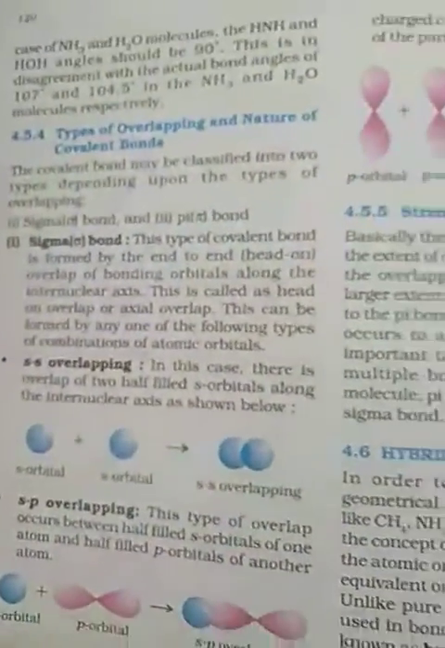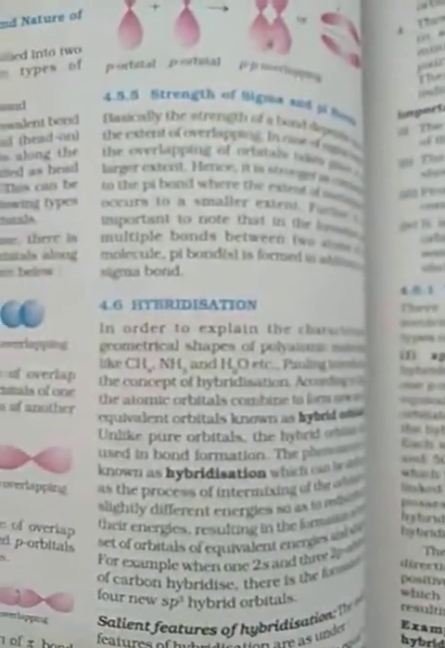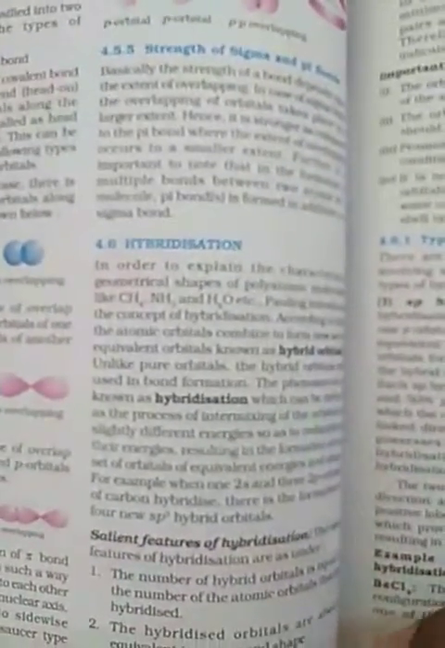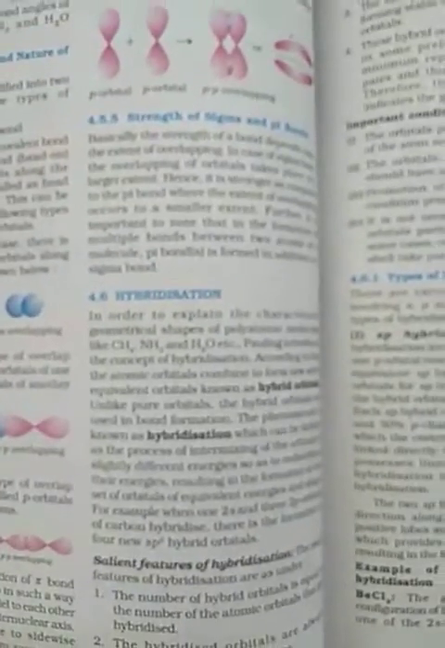Okay, so in these types of overlapping, I taught you the sigma and pi bond. Our next lecture will be on hybridization. That is a very different topic. So I will take it in the next lecture. Okay, I hope you are following with me.